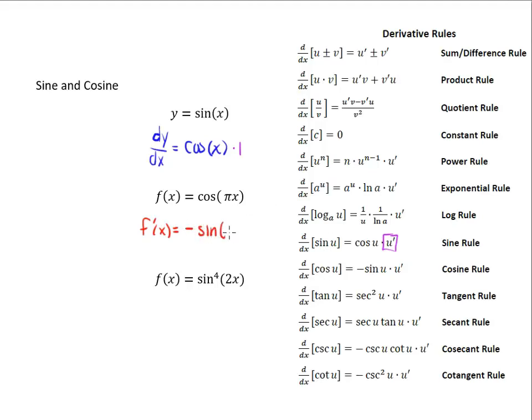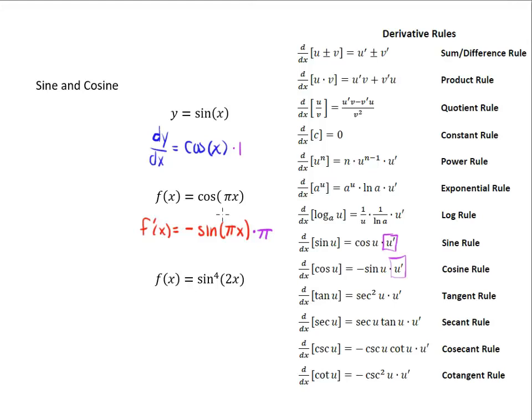Leave the argument of the cosine function just the way it is. Don't change it at all. And then times it by the derivative of the argument, that chain rule. So derivative of pi x. Remember, pi is just a number. So this is a linear function right here with a slope of pi everywhere. So the answer to this one, the derivative of cosine of pi x, is negative pi sine of pi x. That's the derivative.